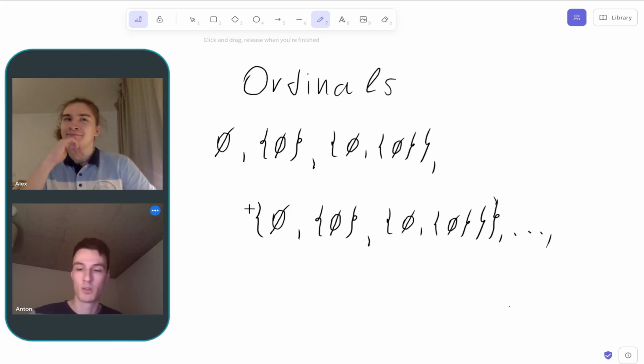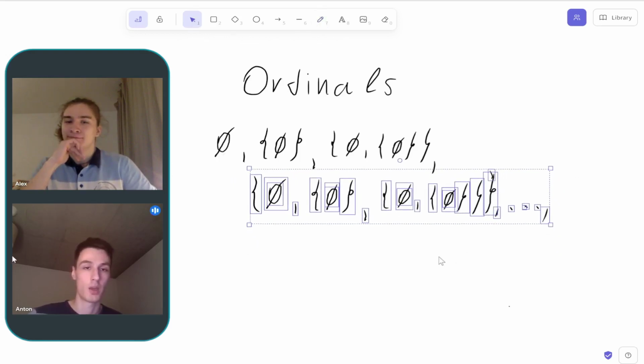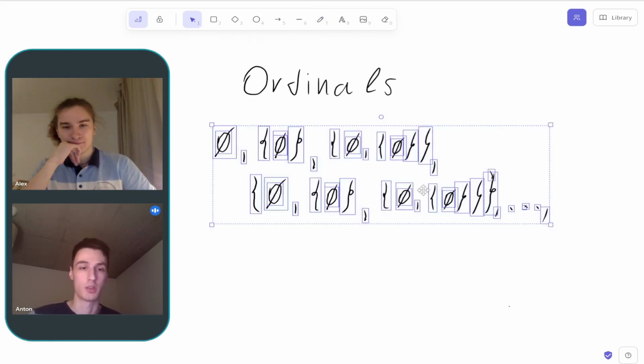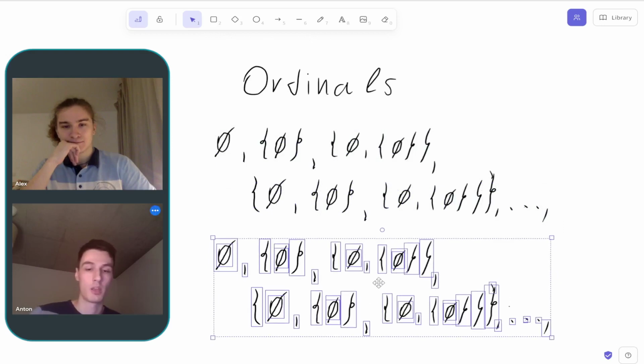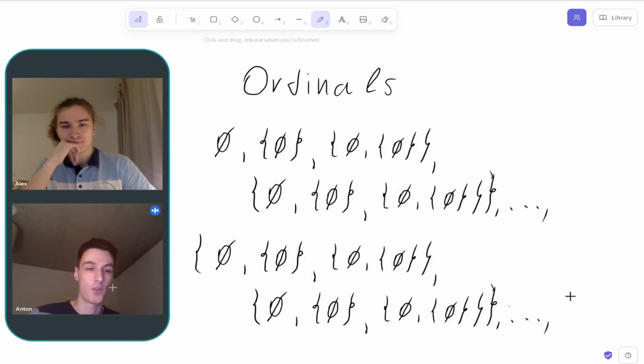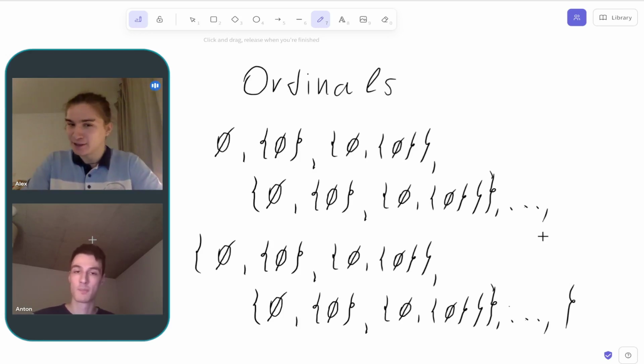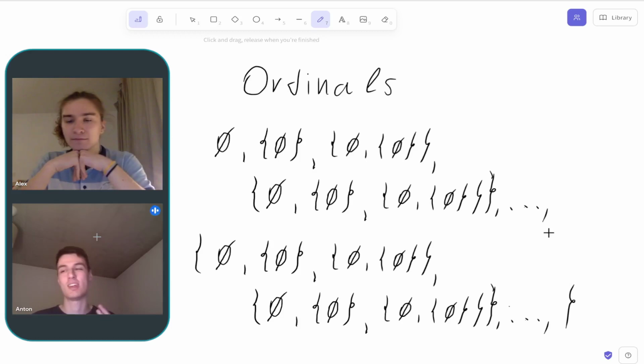So let me do some rearrangement. We have these finite ordinals written in a line. To construct the first infinite ordinal, I just put all of those into a set. And this set is infinite. We cannot write it on one line, at any of the existing places, but still we can construct any element of that set by its number. So it is semi-constructive.